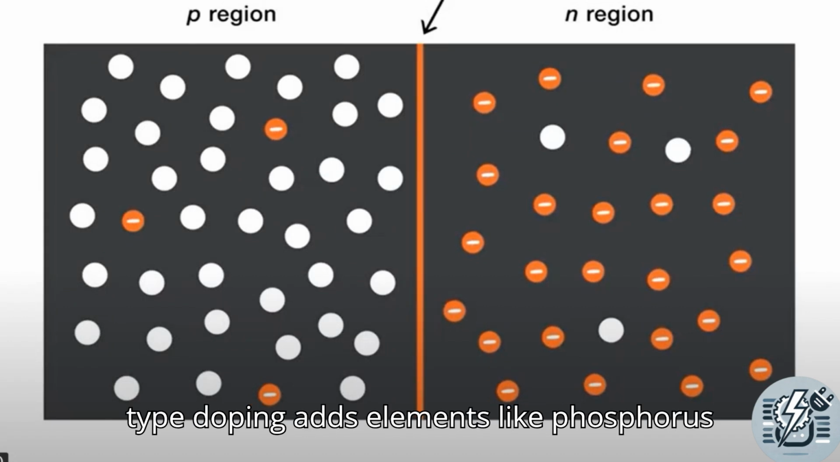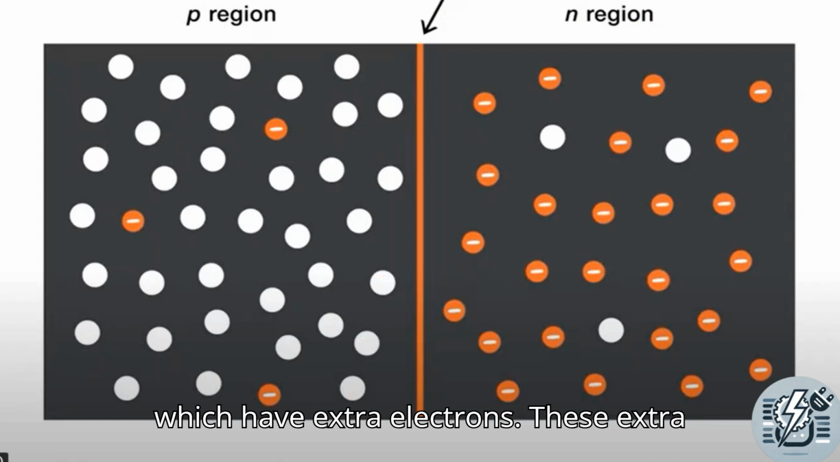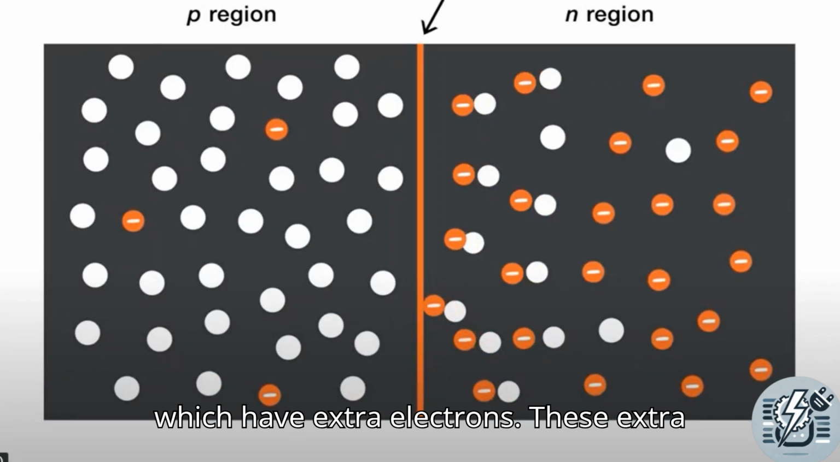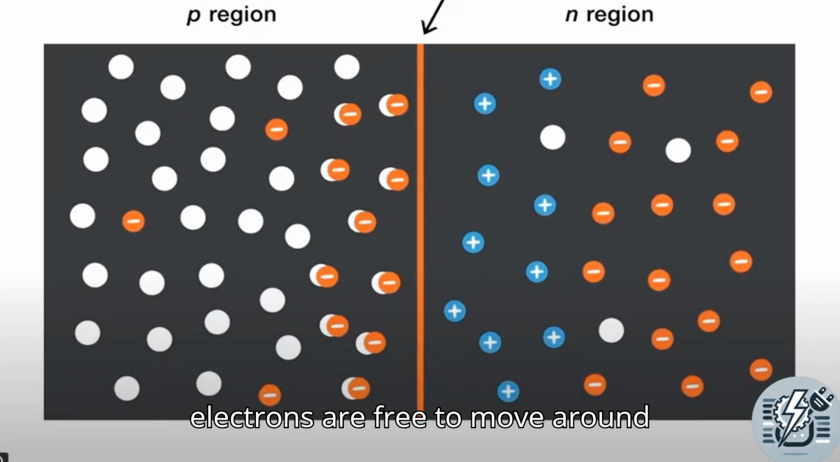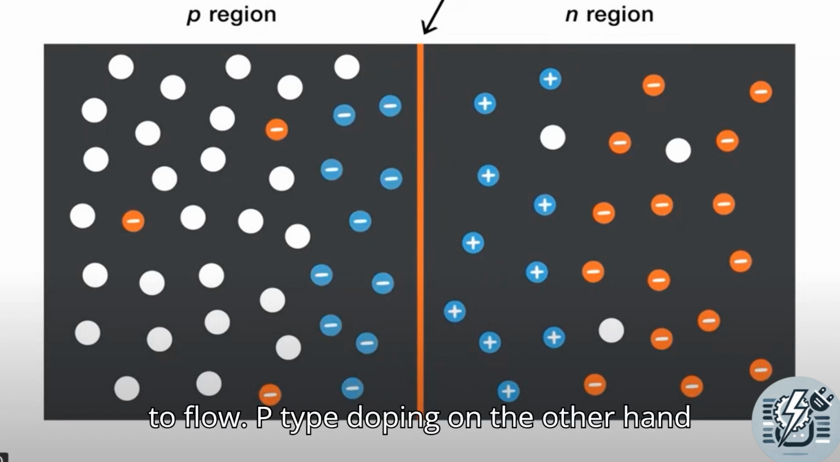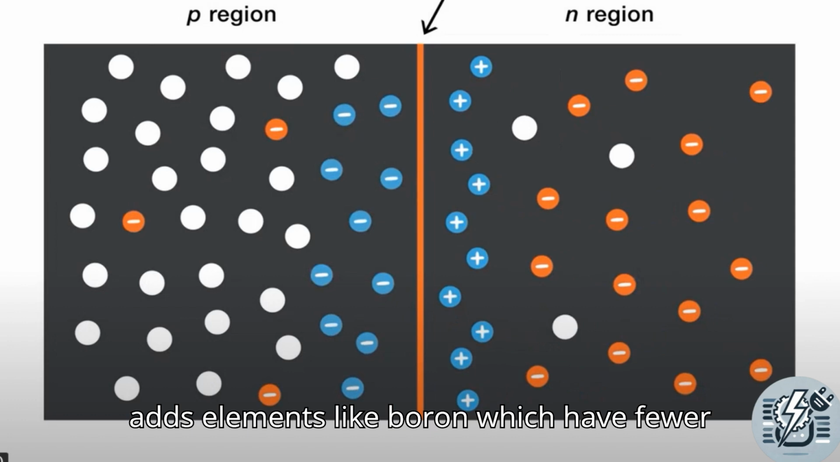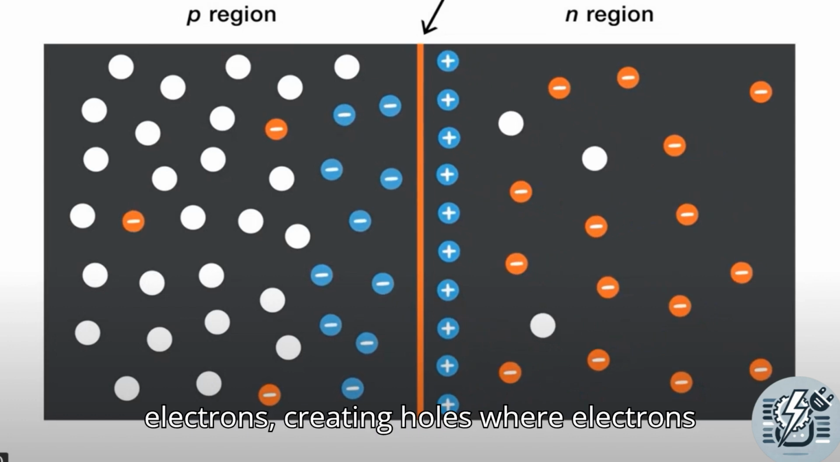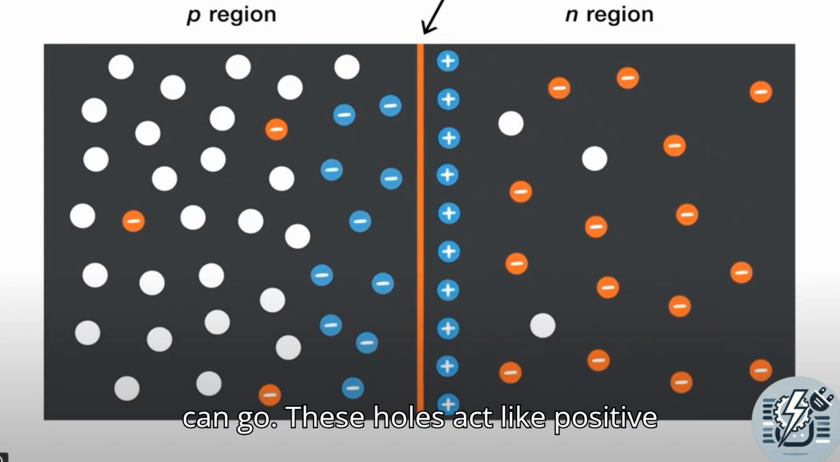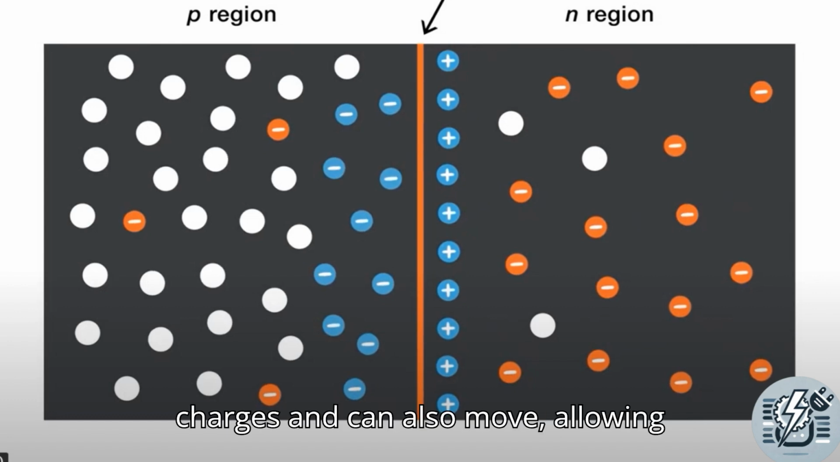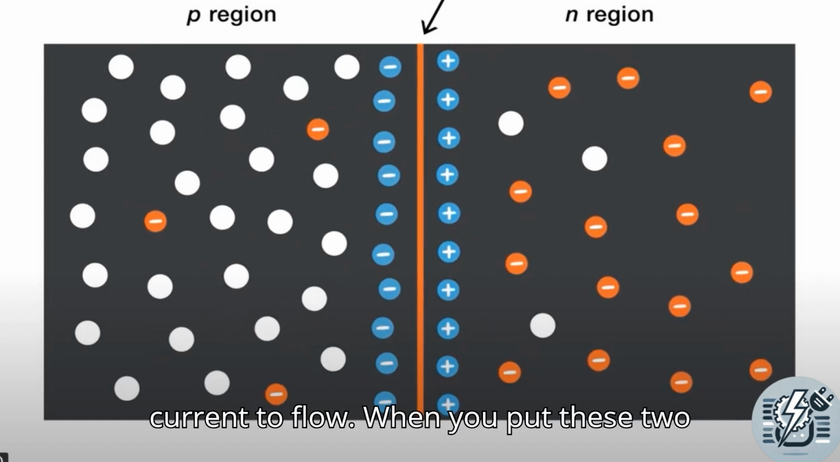N-type doping adds elements like phosphorus, which have extra electrons. These extra electrons are free to move around, allowing electricity to flow. P-type doping, on the other hand, adds elements like boron, which have fewer electrons, creating holes where electrons can go. These holes act like positive charges and can also move, allowing current to flow.